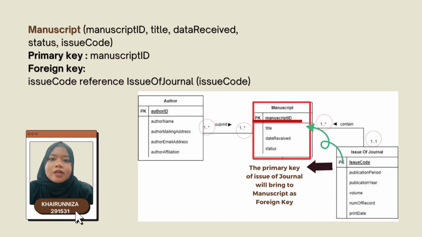For the foreign key is issue code. This means that issue code column in the manuscript table is a foreign key that refers to the issue code column in the issue of journal table. The foreign key issue code in the manuscript table establishes a relationship with issue code in the journal table, linking manuscript to the specific issue of the journal and maintaining referential integrity between the two tables.